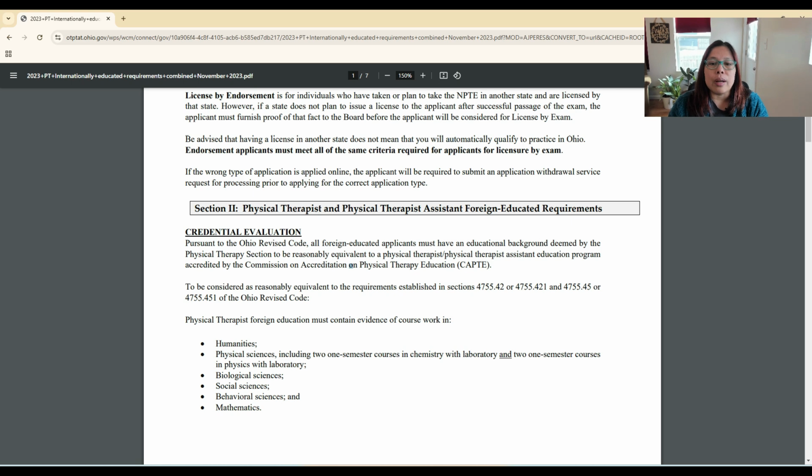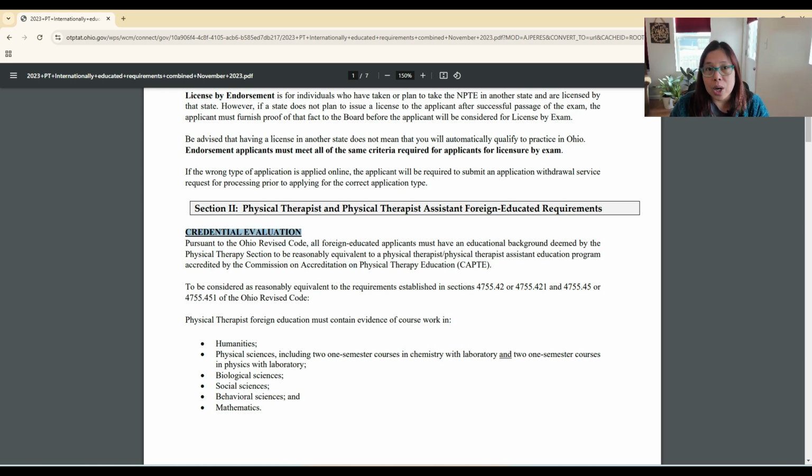Foreign educated physical therapists, your school is not under CAPTE, the Commission on Accreditation of Physical Therapy Education. So we have to prove that we are really a graduate of a PT program and whether our courses, subjects, and trainings are comparable to US standards. So that's why you need credential evaluation.